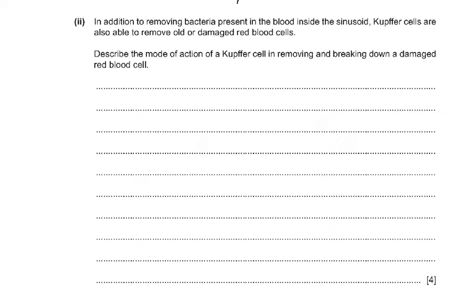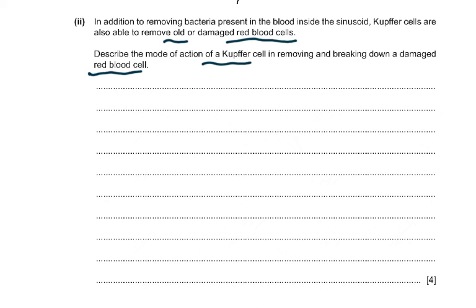Part 2: in addition to removing bacteria present in the blood inside the sinusoid, Kupffer cells are also able to remove old or damaged red blood cells. Describe the mode of action of a Kupffer cell in removing and breaking down a damaged red blood cell. So what is it going to be? Endocytosis. Red blood cell engulfed. Forms phagocytic vacuole. Lysosomes fuse with the red blood cell, or you can say with the phagosome. Lysosomes contain hydrolytic enzymes. Digestion to produce the heme and the globin, or the amino acids from the globin.